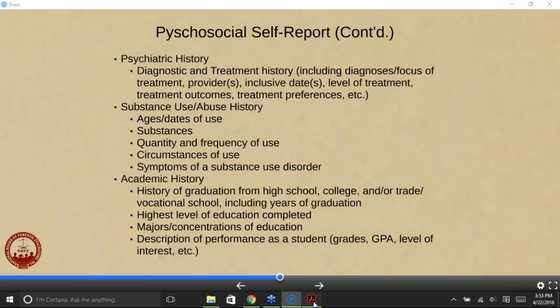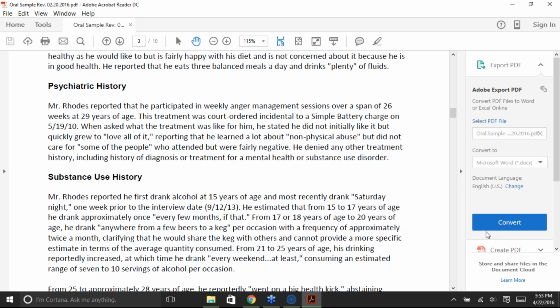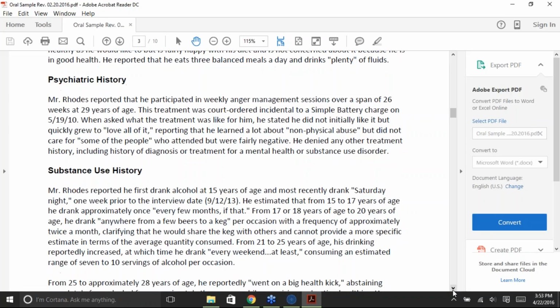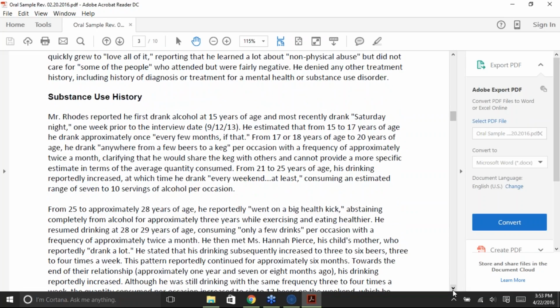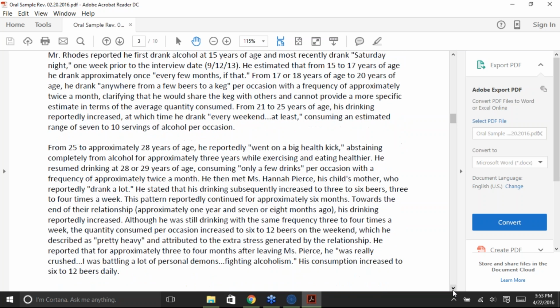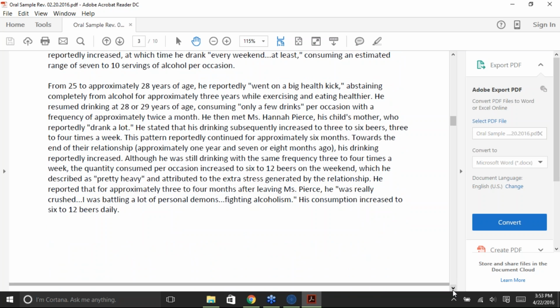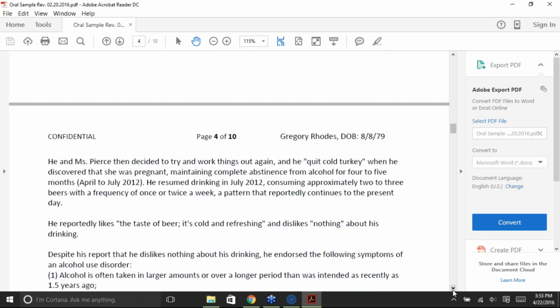Okay, so back to the report here. Mr. Rhodes reported that he first drank alcohol at 15 years of age and most recently drank Saturday night, 1 week prior to the interview date, which was September 12th. He admitted that from 15 to 17 years of age, he drank approximately once every few months, if that. And I'll save you the other details here. You can read them in greater detail on your own if you'd like, but I walk you all the way through this guy's use history up to the present day, in pretty good detail because I knew that was a major focus of this evaluation and I'd have to spend a lot of time on it.